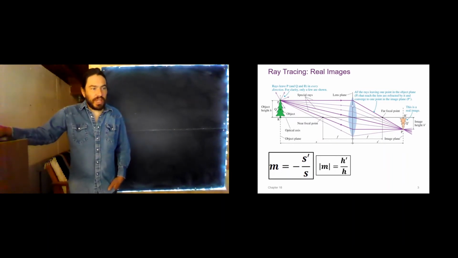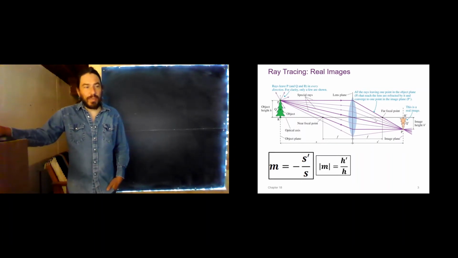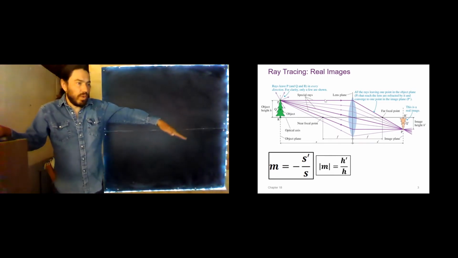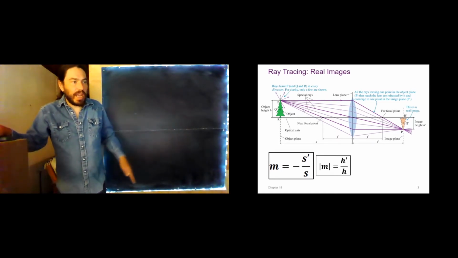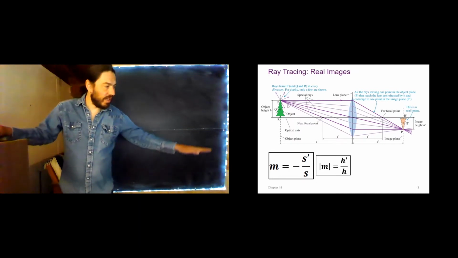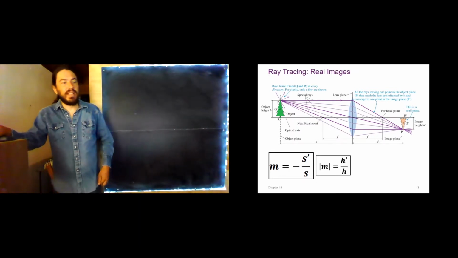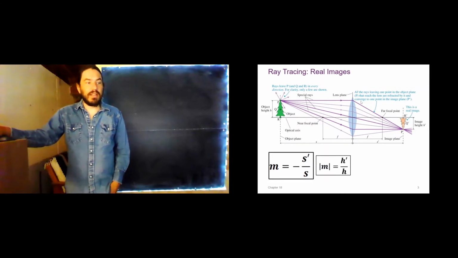So these rays go through here and they get bent. Notice they always get bent towards the optical axis. So a ray coming in up here will get bent towards the optical axis. But a ray going down like this will get bent up towards the optical axis. It is a converging lens.